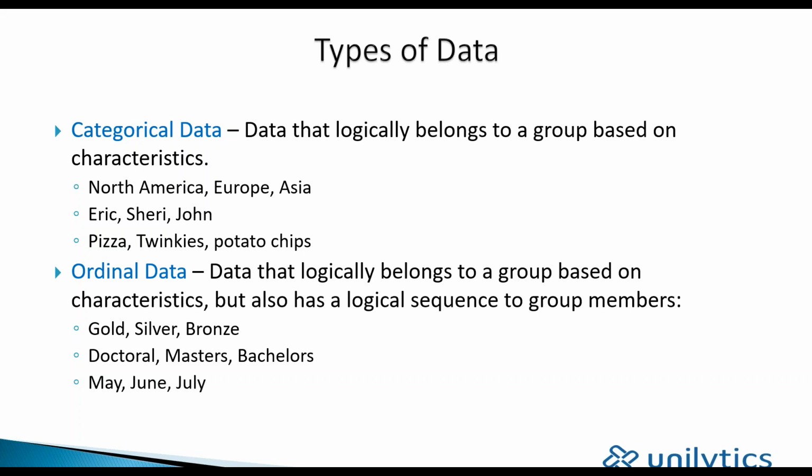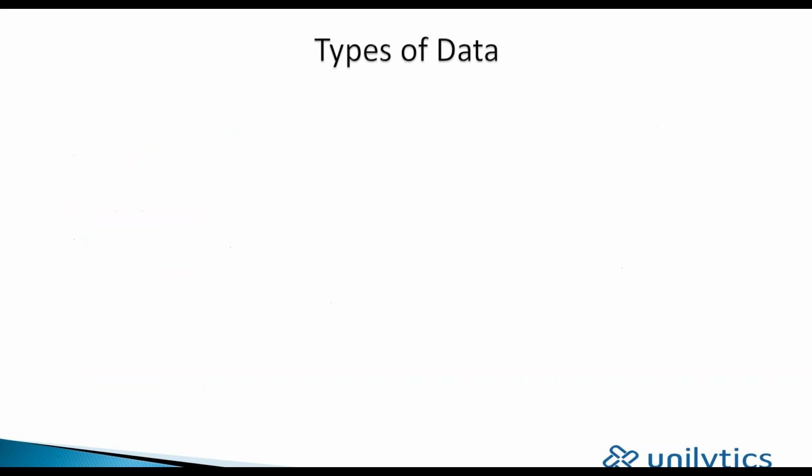Probably the most famous of ordinal data is time. So May, June, July. If I were to display the information as July, May, June, that's going to do nothing but confuse people. So ordinal data needs to belong in a specific sequence for it to be intuitive.